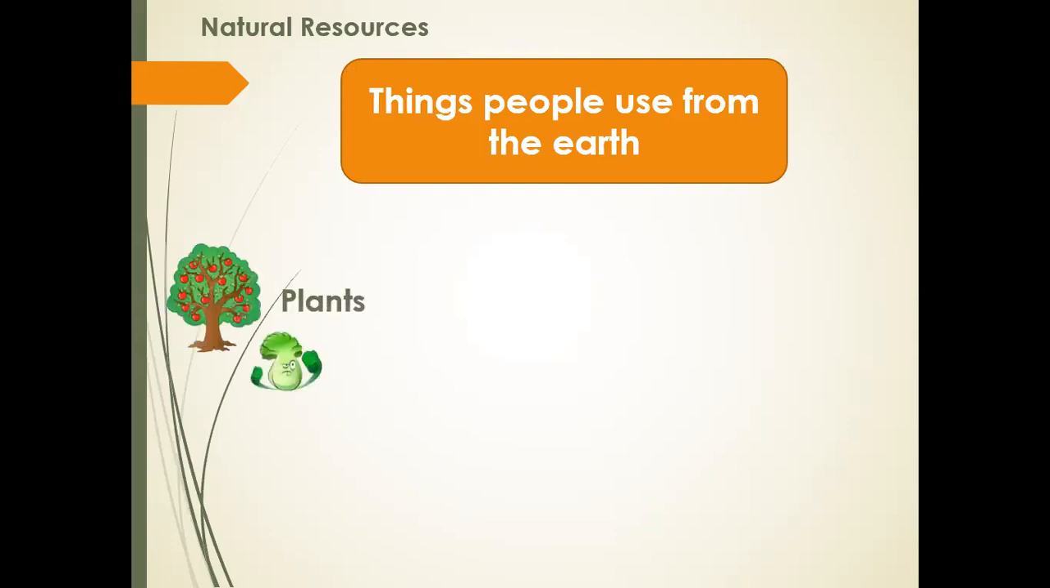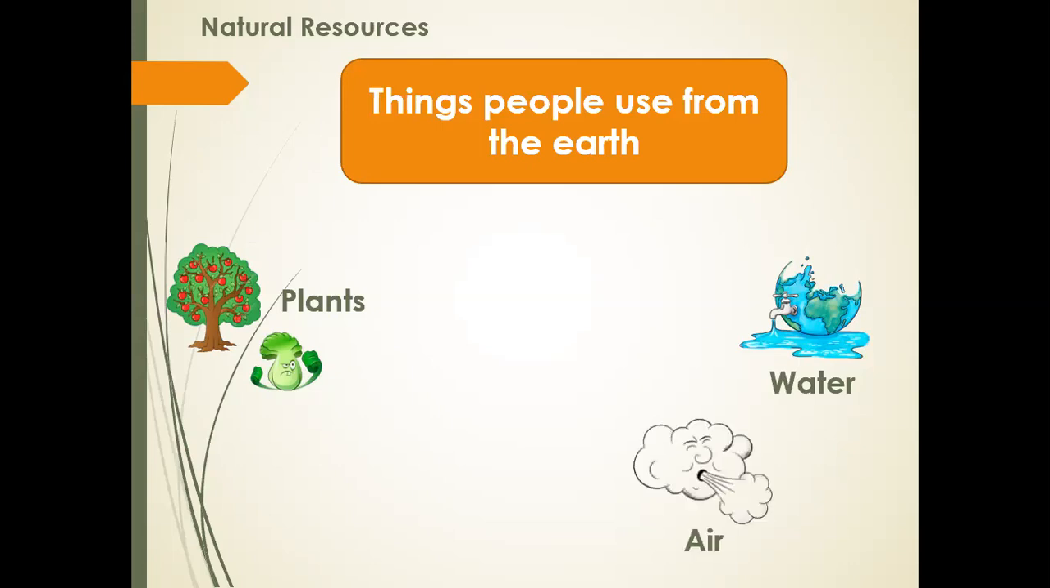Like what? Like the plants. We said that we are eating the plants, like the vegetables and the fruits. Also the water. Water is a natural resource that we drink, we cook with, and we wash our hands, our face, and our clothes with. We make everything with water. The third natural resource is air. We are breathing the air, we are breathing the oxygen. The plants breathe carbon dioxide and give us oxygen. The animals also breathe the oxygen which is in the air. So we are using the air as a natural resource which is found on the earth.